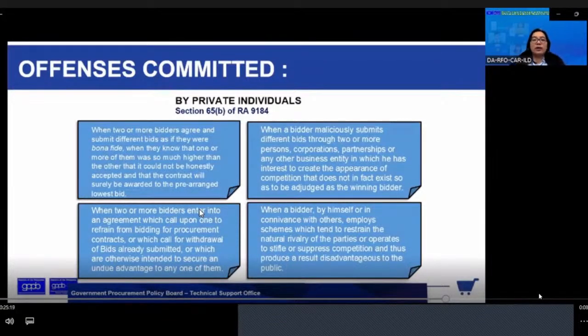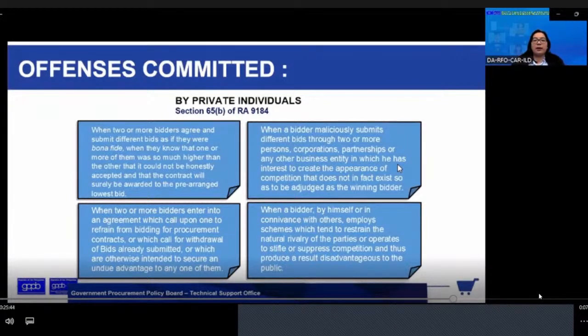Okay. The next one is when the bidder maliciously submits different bids through two or more persons or corporations or partnership, or any other business entity in which he has interest, to create the impression or the appearance of competition when it does not in fact exist, so as to be adjudged the winning bidder.